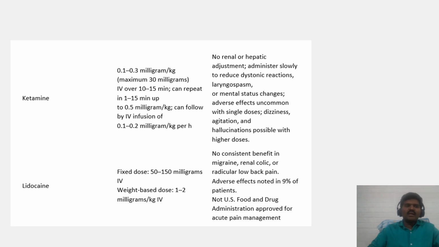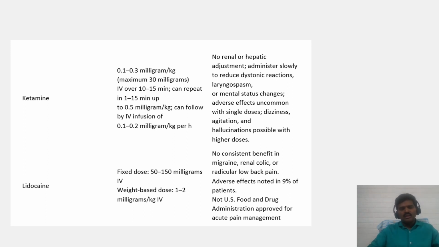Other non-opioid drugs that can be used for pain relief include ketamine, 0.1 to 0.3 milligrams per kg, maximum of 30 milligrams IV over 10 to 15 minutes, which can be repeated in 1 to 15 minutes up to 0.5 milligrams per kg, or followed by an IV infusion of 0.1 to 2 milligrams per kg per hour. No renal and hepatic adjustments are needed. Administer slowly to reduce dystonic reactions, laryngospasm, and mental status changes. Adverse effects are uncommon with a single dose. Dizziness, agitation, and hallucinations are possible with higher doses.